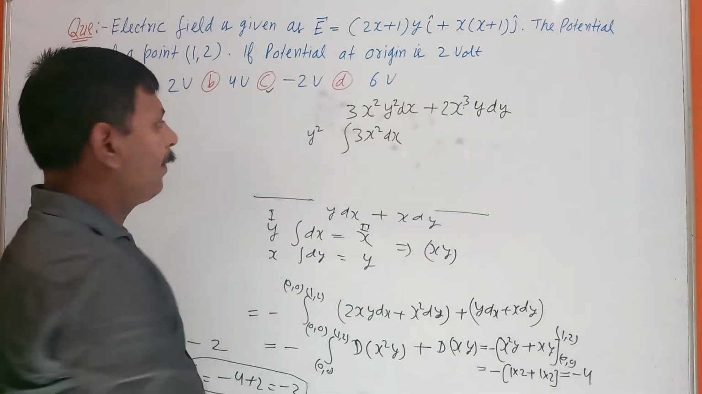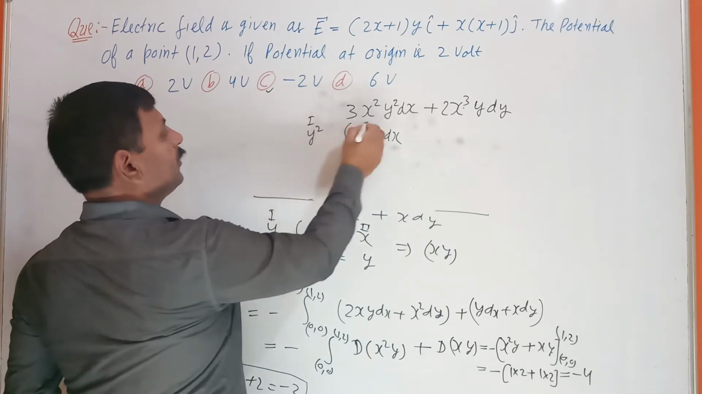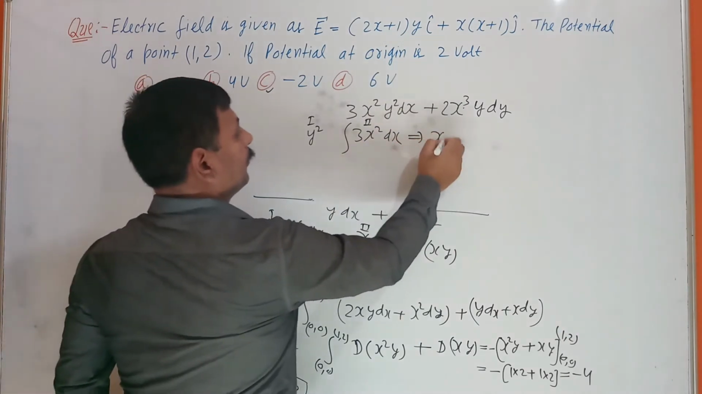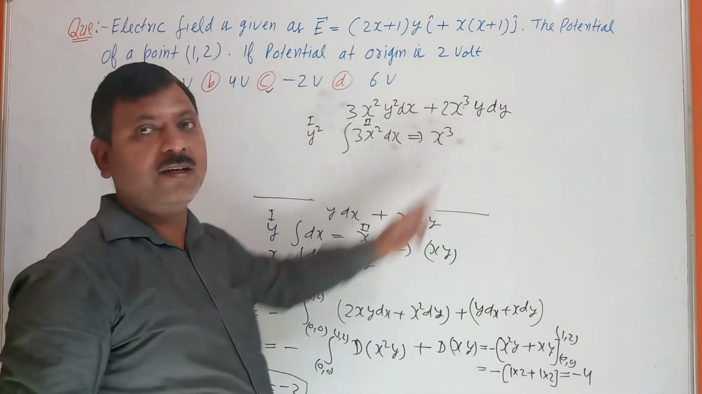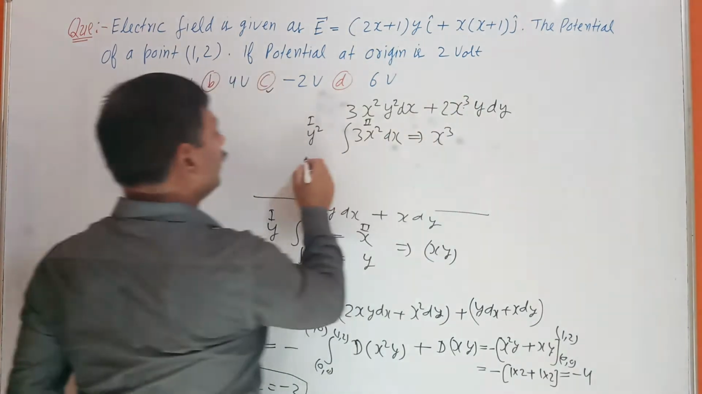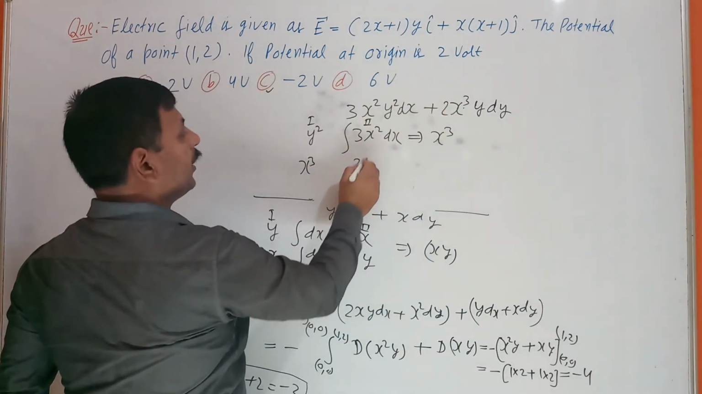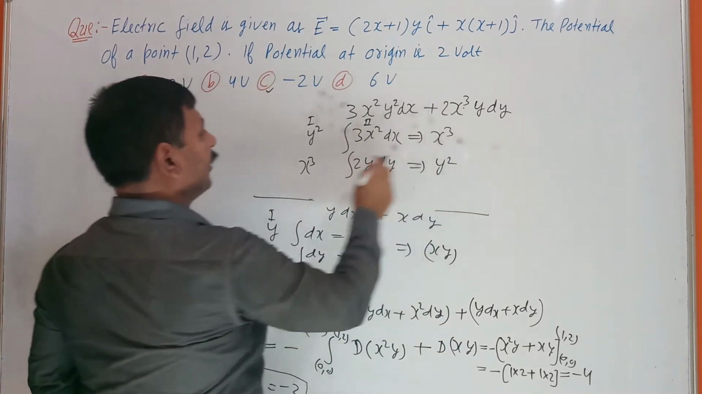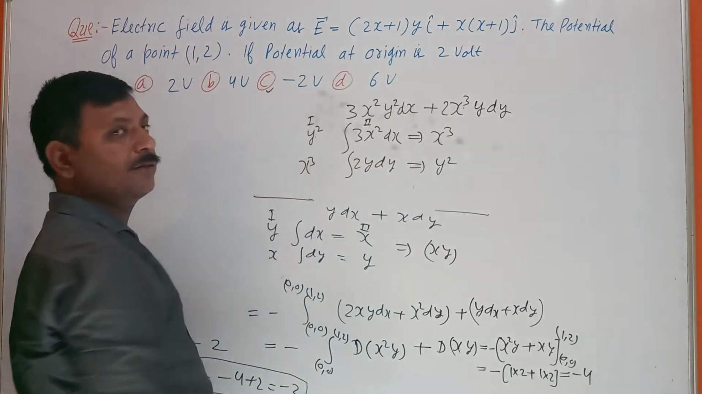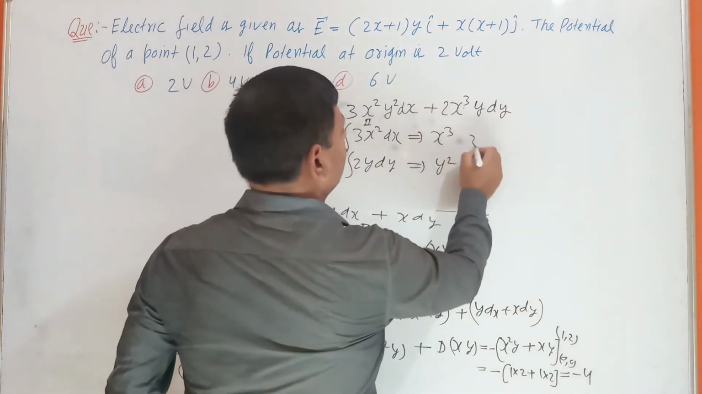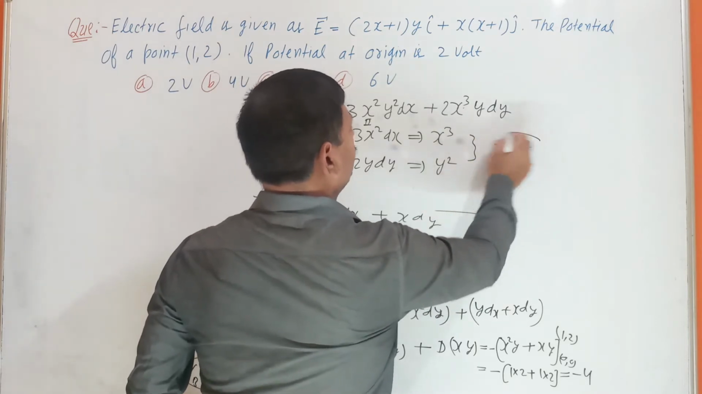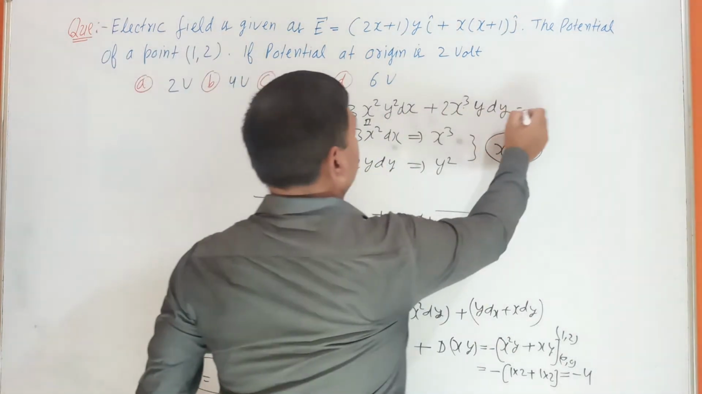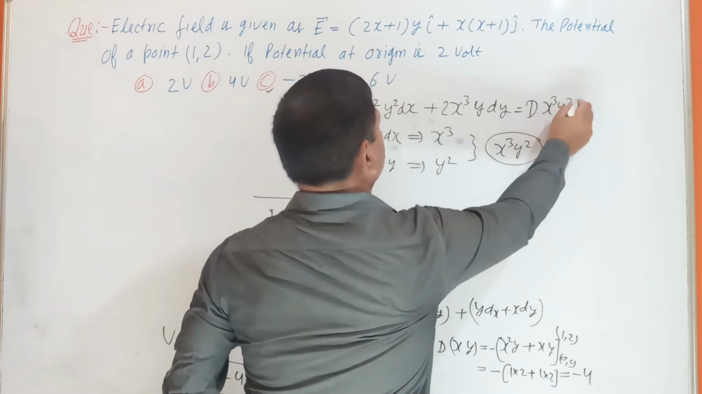Integrate it. What happened? Suppose first this is integration of the remaining function, so this will come x cube. So first and second, x cube has come. Here x cube we will separate. Integration of 2y remaining, that will come y square. So see here, y square, x cube, so multiple of this, x cube y square will be the function whose differentiation is this. So this can be written as d of x cube y square.